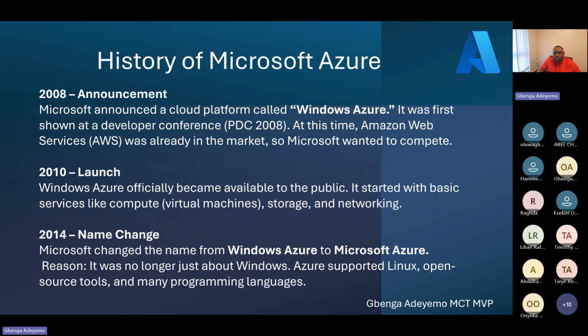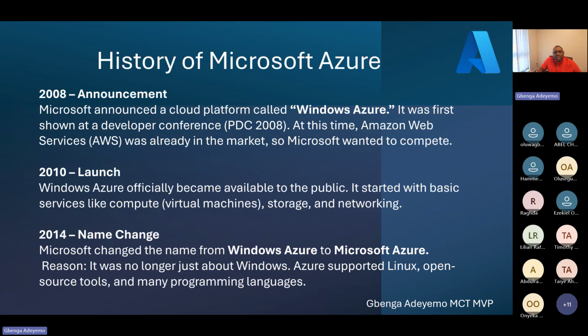In 2008, Microsoft announced a cloud platform. They called it Windows Azure at the beginning. It was first shown at a developer conference called PDC 2008. At this time, AWS was already in the market, which means that AWS came into being before the advent of Windows Azure. But Microsoft too wanted to compete in the market by creating a cloud platform that they could call their own.